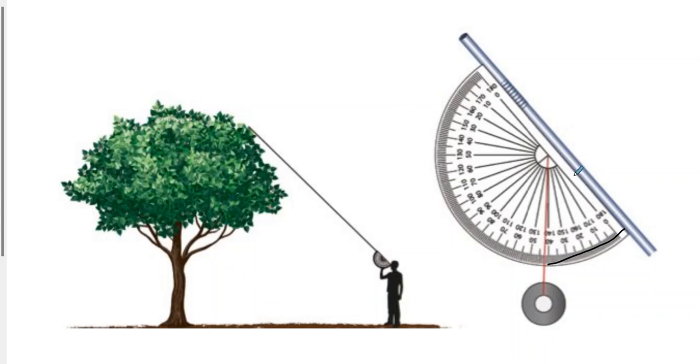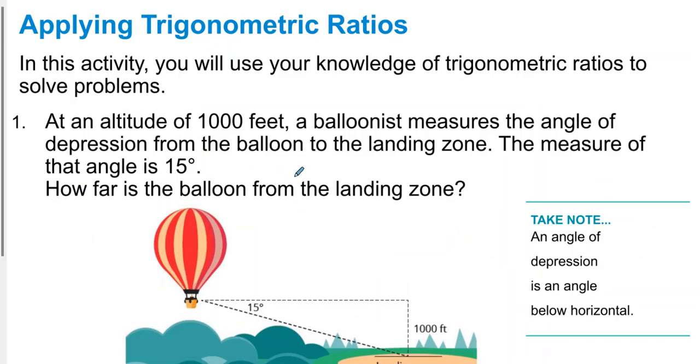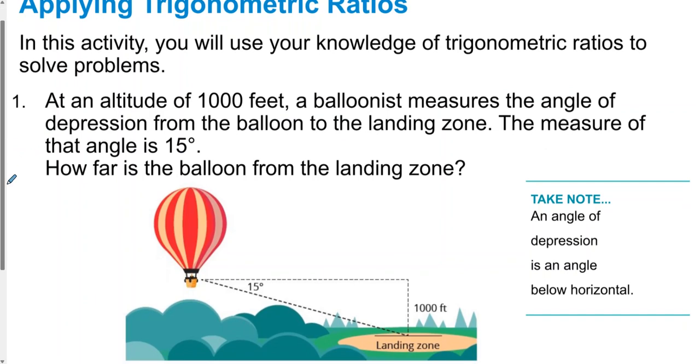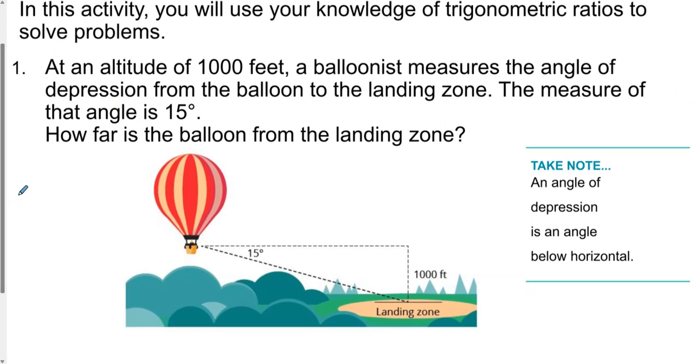So once I have an accurate angle measure, now I can do some problem solving. The first one: at an altitude of 100 feet, a balloonist measures the angle of depression of the balloon to the landing zone. The measure of that angle is 15 degrees.